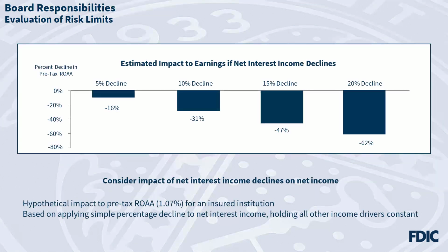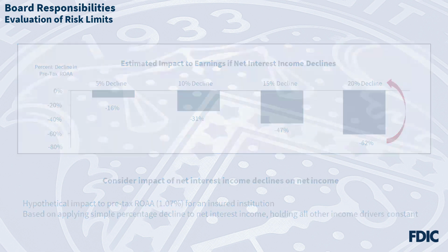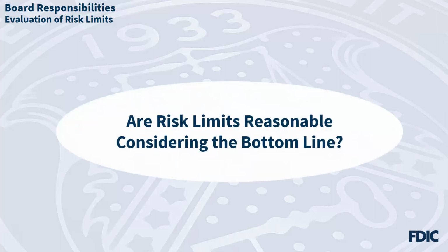Let's review the impact on a hypothetical community bank's pre-tax earnings if net interest income were to decline by 5%, 10%, 15%, and 20%. In this example, pre-tax earnings would decline more than 60% through what may have been considered an acceptable degree of net interest income exposure at 20%. Therefore, the board might consider net interest income limits in relation to the bottom line to determine whether risk limits are reasonable for their bank.